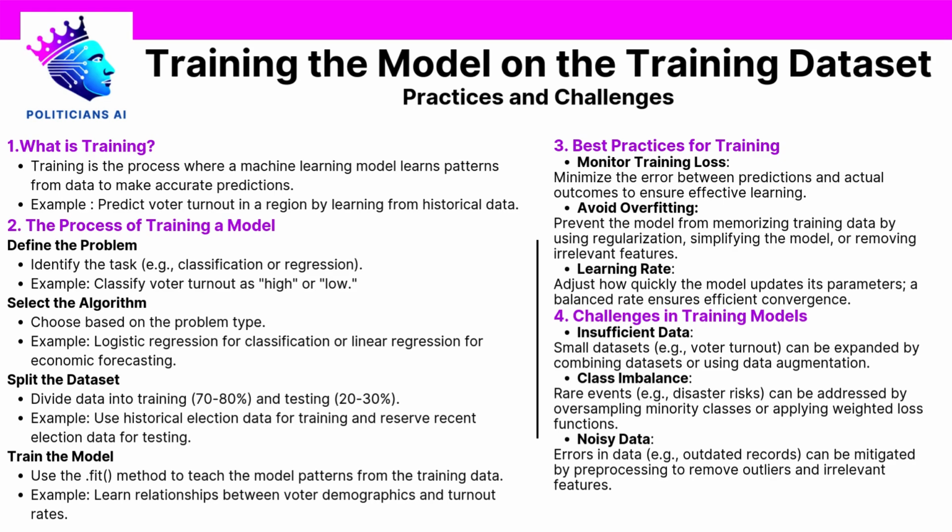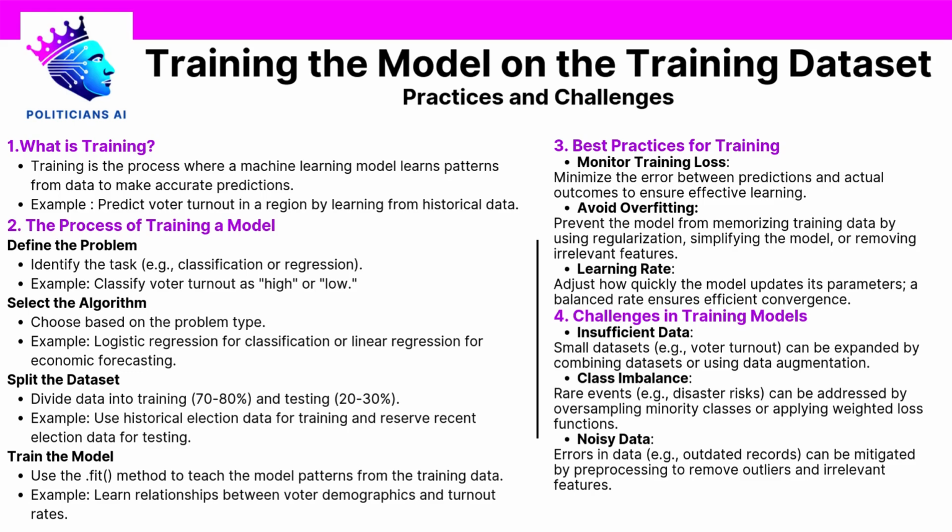Noisy data is also a common obstacle. For instance, datasets in public policy may include errors, such as incorrect demographic information or outdated infrastructure records. These inaccuracies can confuse the model during training. Pre-processing the data by removing outliers, standardizing formats, and ensuring data accuracy is essential to improving the model's ability to learn effectively.